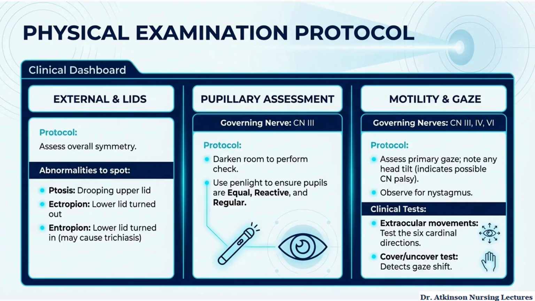Pupillary assessment is controlled primarily by cranial nerve 3. The room is darkened, and a pen light is used to evaluate whether the pupils are equal, reactive, and regular.